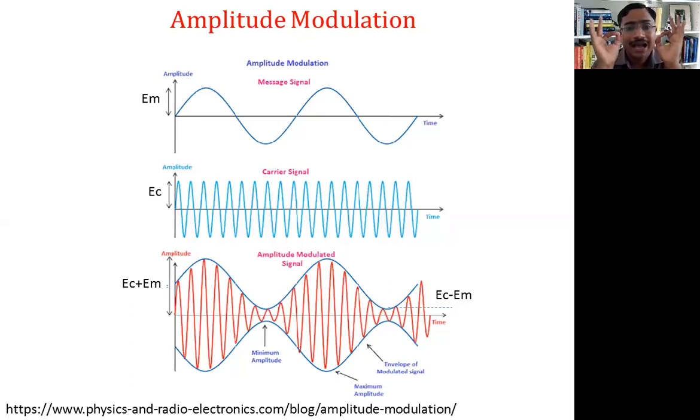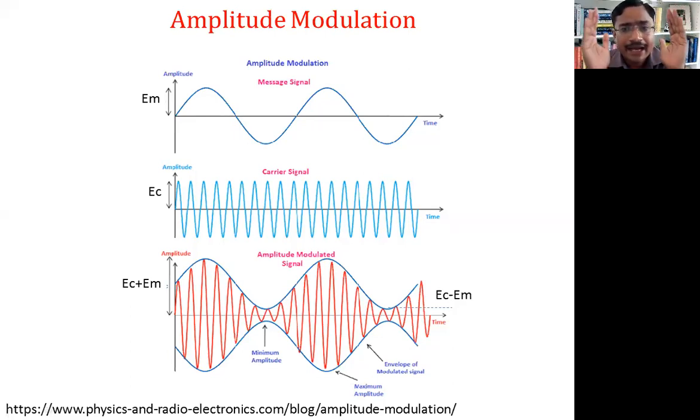Amplitude modulation is the process in which the amplitude of the carrier signal is varied according to the amplitude of the information signal by keeping frequency and phase constant. Simple. You will understand. Very simple. If the amplitude of the carrier signal is varied according to the amplitude of the information signal by keeping frequency and phase constant, that is called amplitude modulation. Very simple.